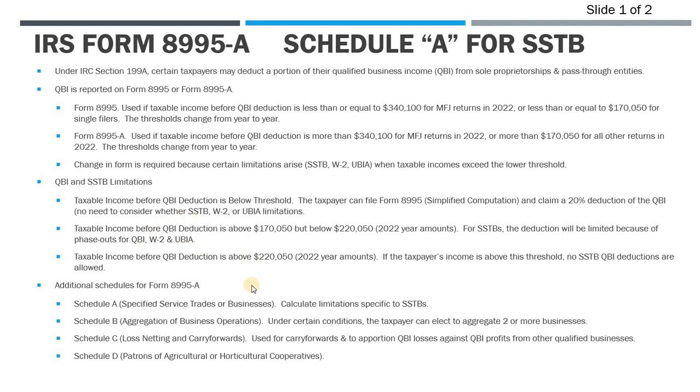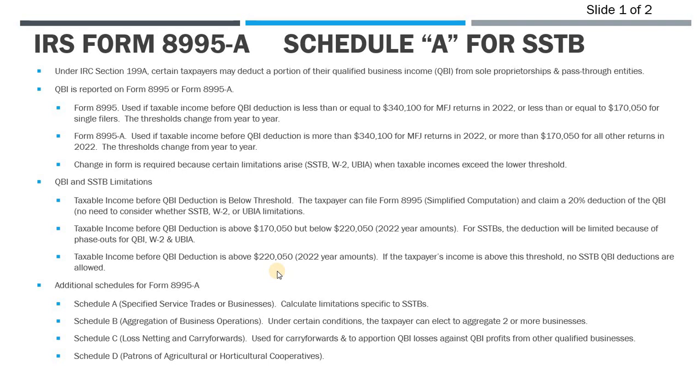Now, if you have specified service trade or business income, and your taxable income before the QBI deduction is over this ceiling amount, you don't get any specified service trade or business QBI deduction. So SSTB amounts are completely phased out after that range. Now, that's not the same for non-SSTB income. Remember, very clear difference here. When you have specified service trade or business income above this threshold, all of that's phased out. You can't use any of it.